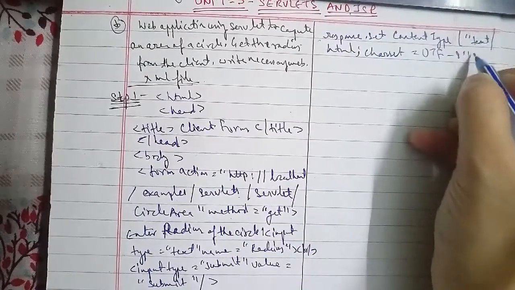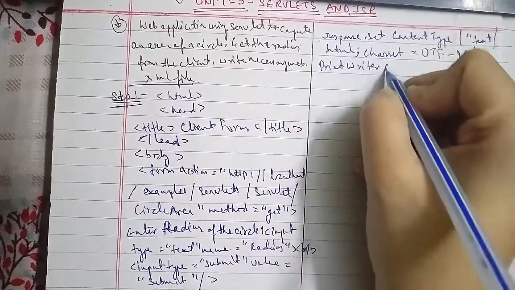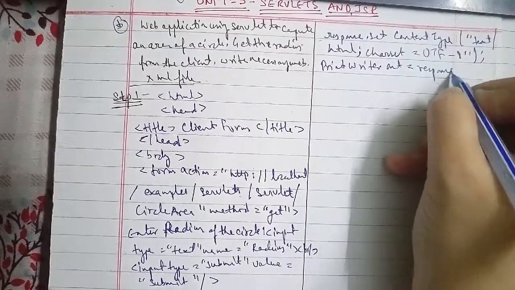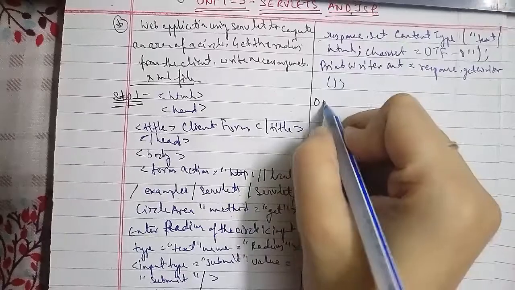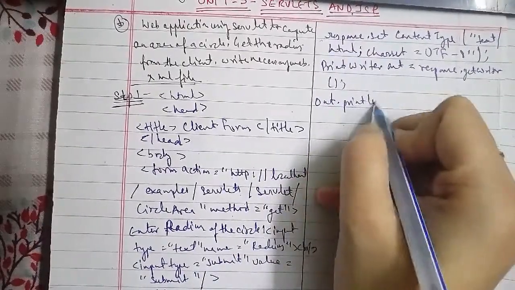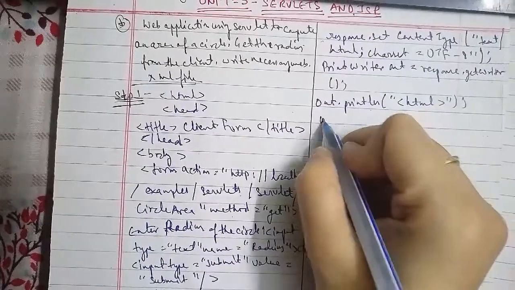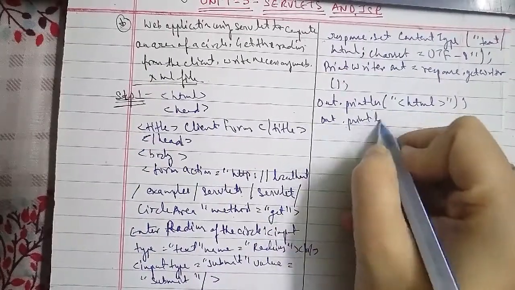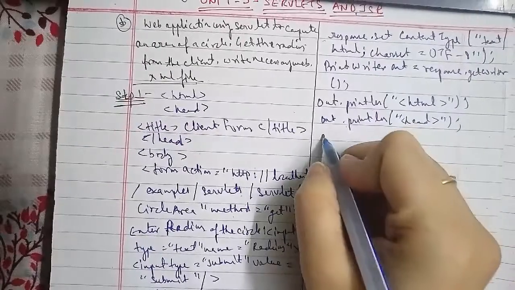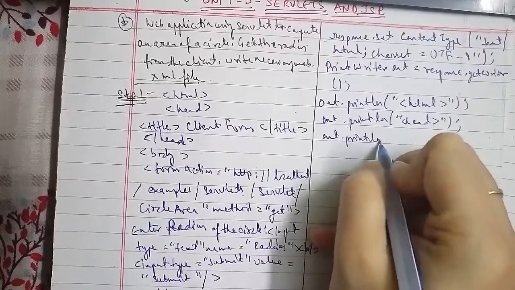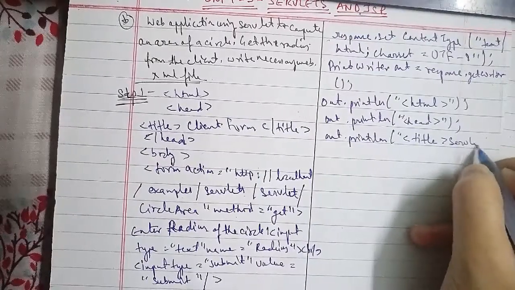out.println HTML, that is out.println head, out.println title, that is servlet sum, title close, out.println head tag close, then out.println body tag start.